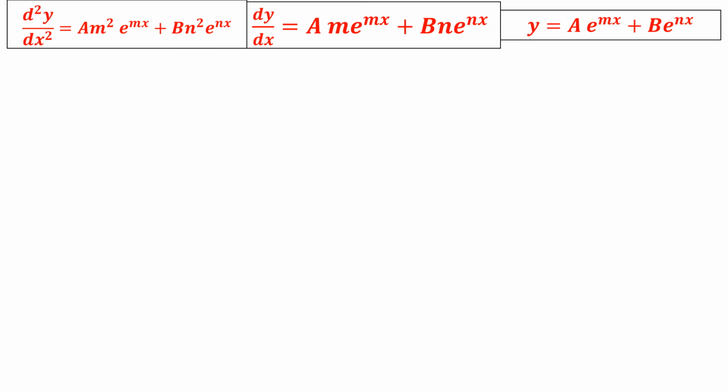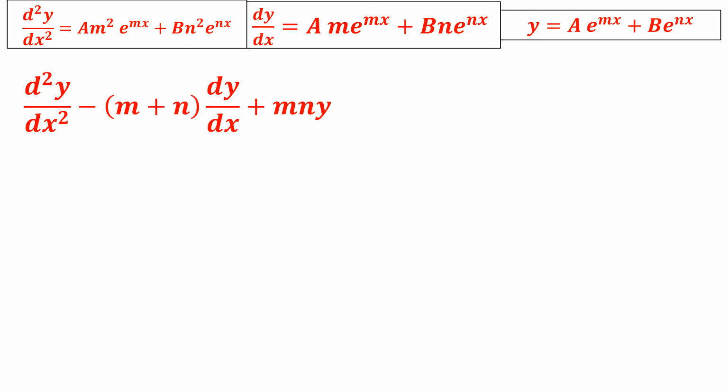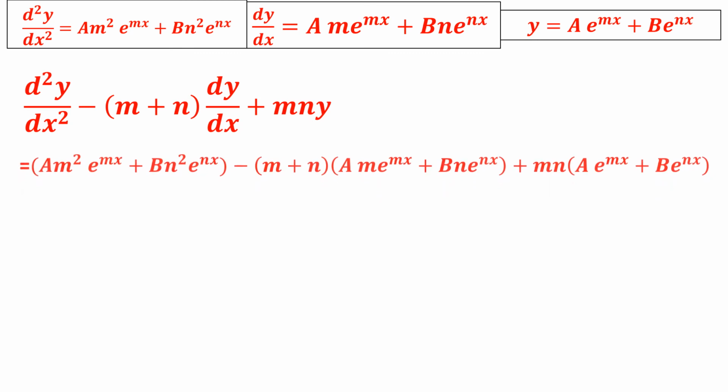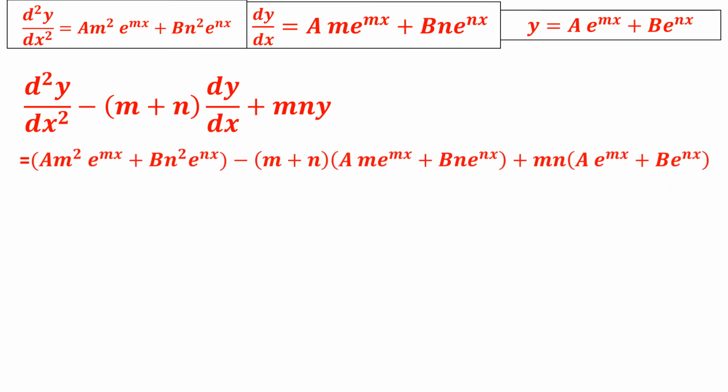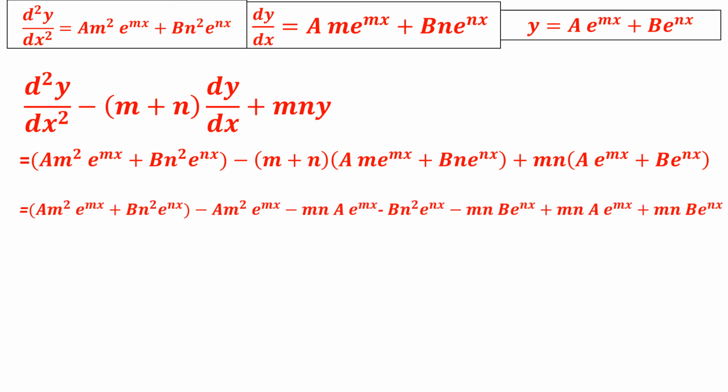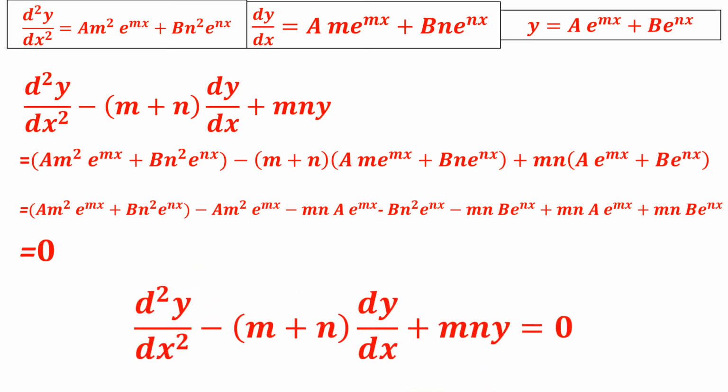We have the second derivative, we have the first derivative, we have the value of y. This is the equation which you have to prove. Let us try to put everything there: second derivative substituted, minus m plus n into first derivative substituted, plus mn into y substituted. Expand it totally. When you expand it, you see that am square e power mx gets cancelled, bn square e power nx also gets cancelled, and all the terms are getting cancelled. You are getting the final answer as 0. Therefore, the equation involving the second derivative, minus m plus n into dy by dx, plus mn into y, is equal to 0.